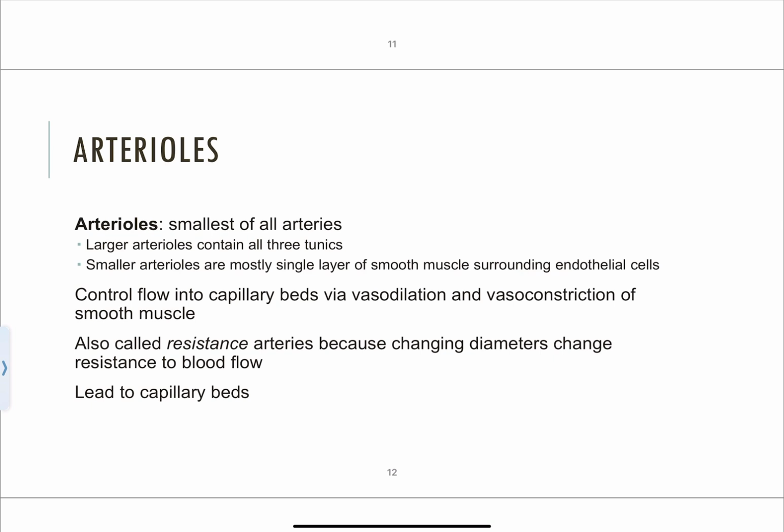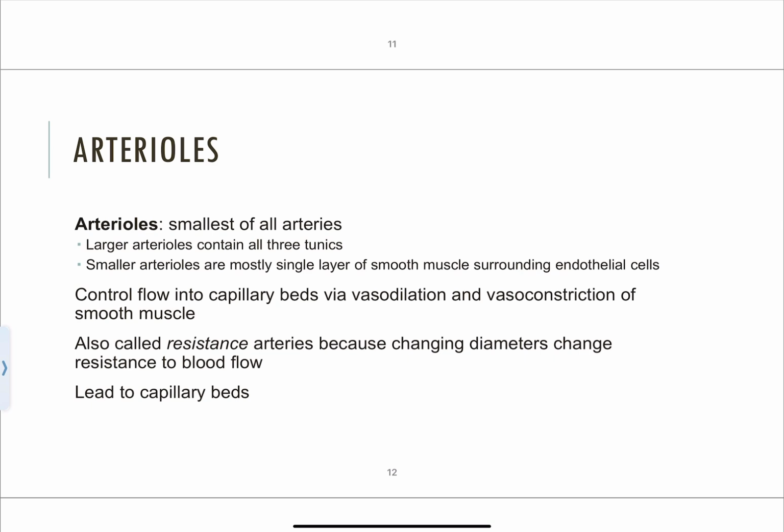Control into the capillary beds is accomplished by vasodilation and constriction of the smooth muscle in these arterioles. They're also called resistance arteries because they can change their diameters to help change the resistance to blood flow. And we'll talk about later on in this lecture for this chapter why that's so important. So the arterioles are going to feed into the capillary beds.